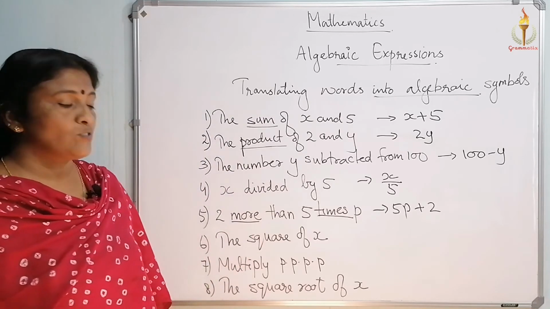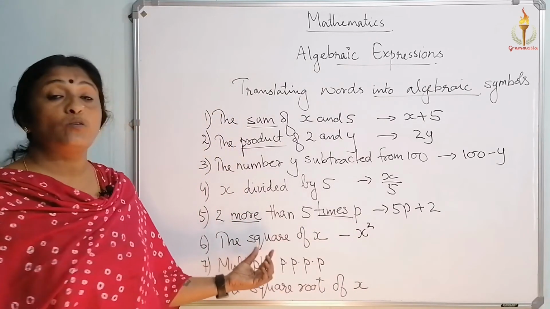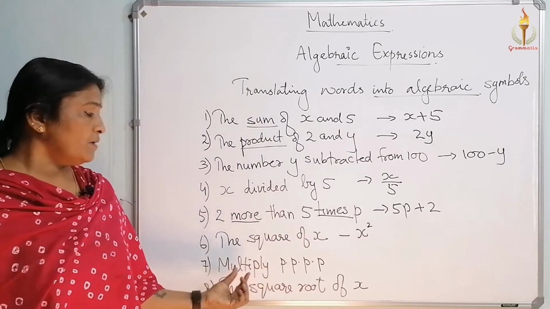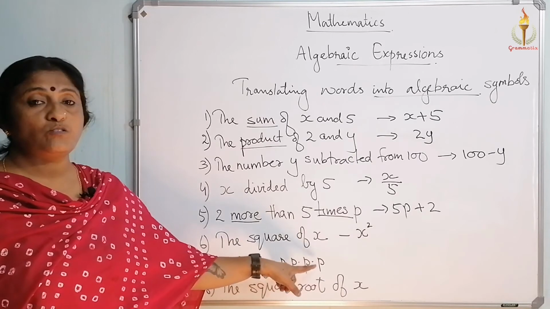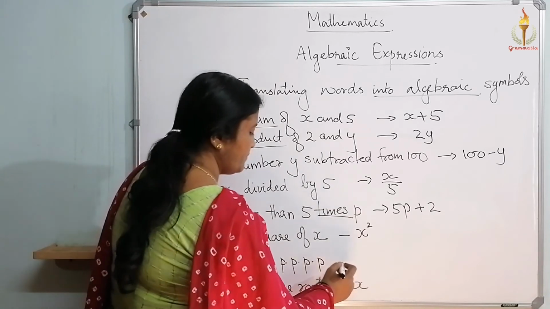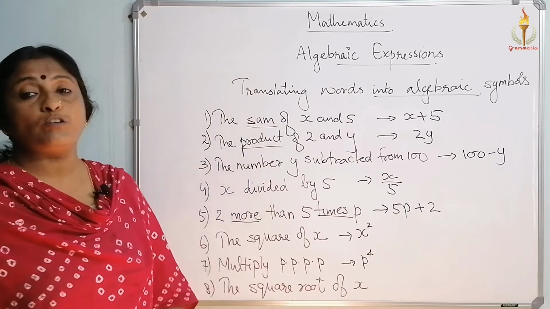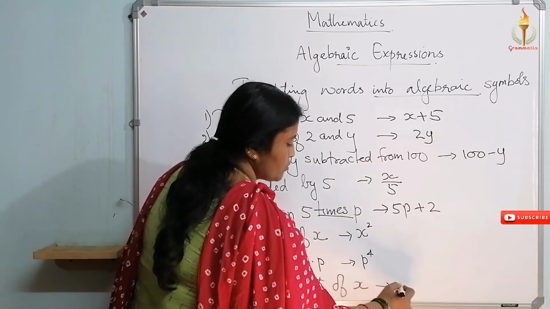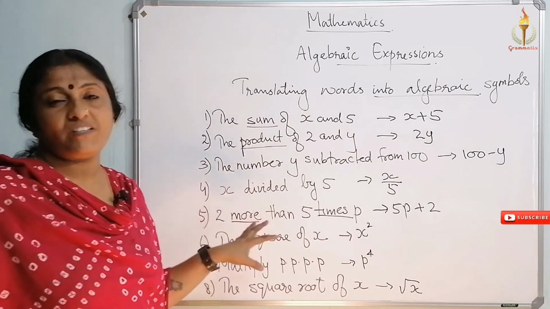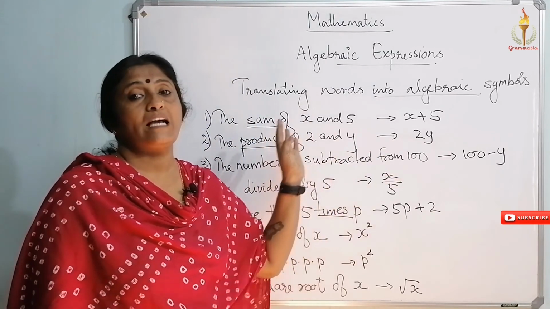The square of x is x square, x to the power 2. The cube of x is x to the power 3. It goes on like that. Then multiply p into p into p into p, that is p is multiplied 4 times. So it is p raised to 4. And the last one, the square root of x. So you have to use the symbol square root of x. So these are some of the languages that we use, and this is the way you translate into algebraic symbols.